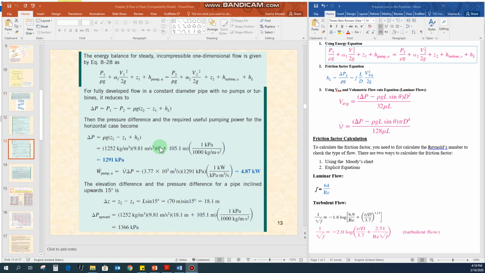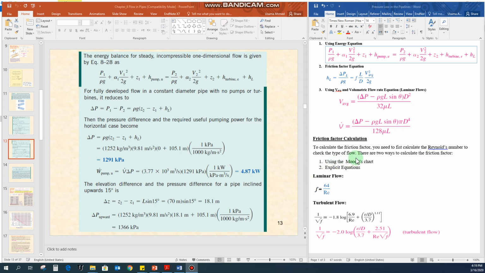Z2 minus z1 can be reduced to 0, and head loss we have calculated earlier. Rho and g values we will get from the question. So the value of delta P for the horizontal pipeline comes out to be 1291 kilopascal. Now how can we calculate the useful pumping energy requirement?